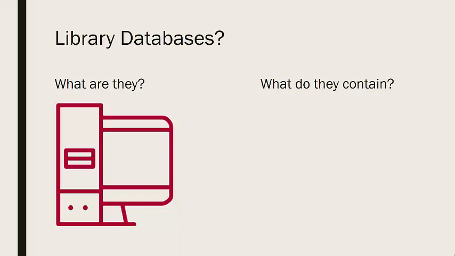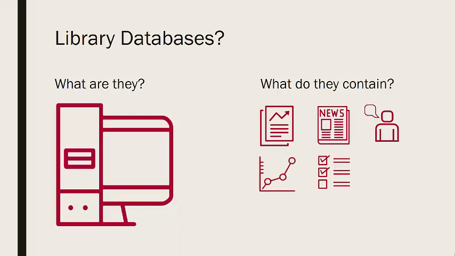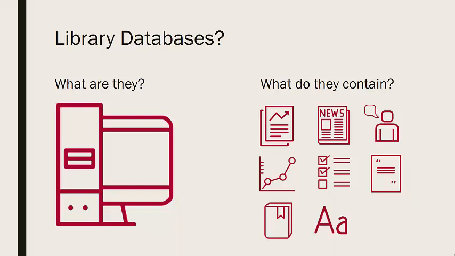Library databases contain lots of different types of information. Scholarly articles, also known as peer-reviewed or academic articles, popular articles like newspapers and magazines, primary sources like diaries, documents, and speeches, data and statistics, for example, government and business data, tests and measures, for example, in psychology and medicine, book reviews, books, reference sources like dictionaries, and multimedia sources like videos, art, and images.